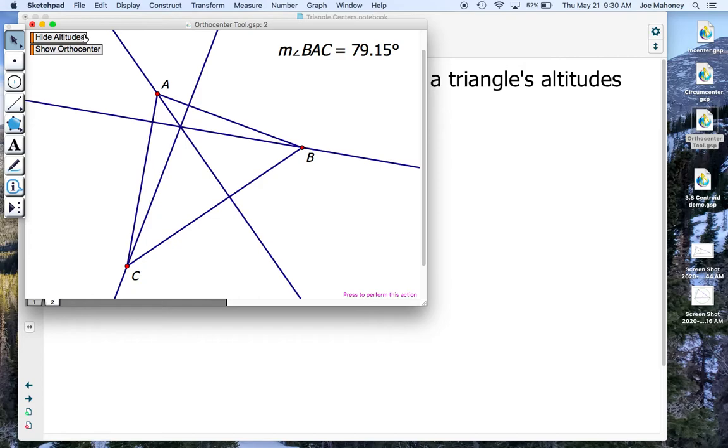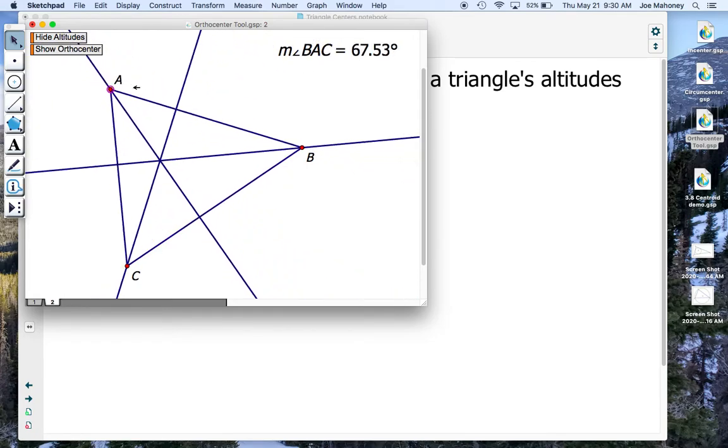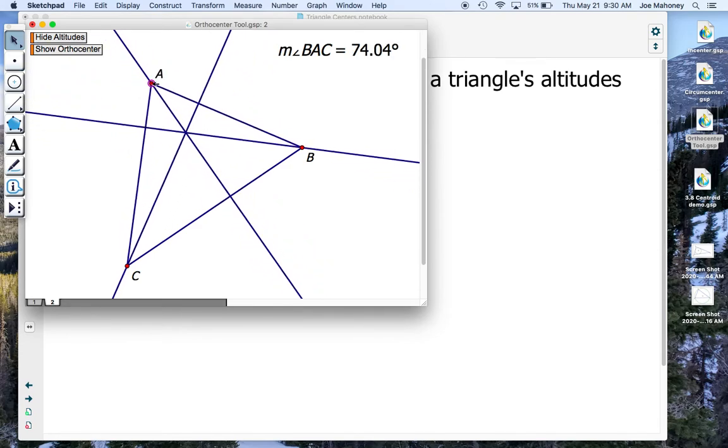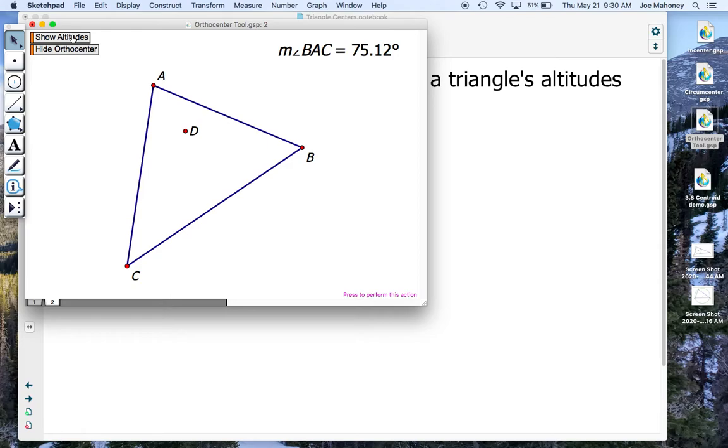So I'm going to draw my altitudes, and remember that an altitude is a perpendicular that goes from the vertex of a triangle to the other side, its opposite side. So it's the height of the triangle. The segment from A down to BC is the altitude. And as you can see, as I drag this around, it's going to be a bunch of different perpendiculars. And there's our orthocenter. So I'm going to show the orthocenter. Let me hide the altitudes for a second, because this is pretty neat.